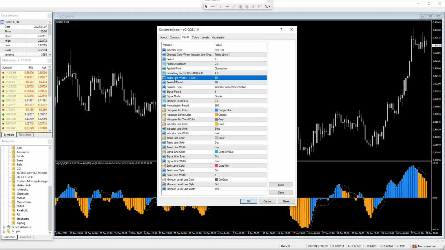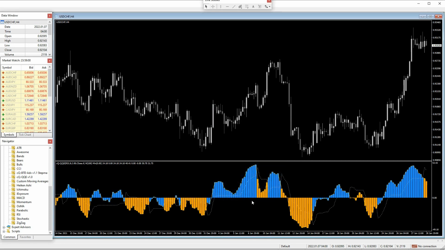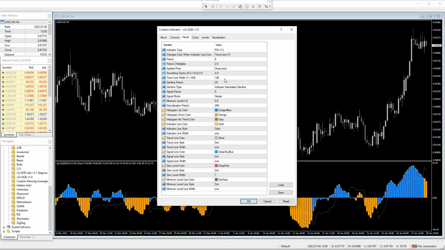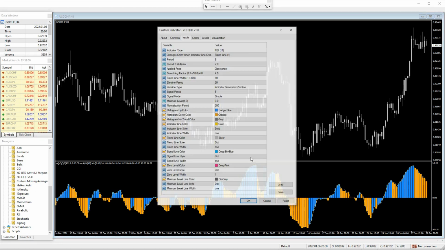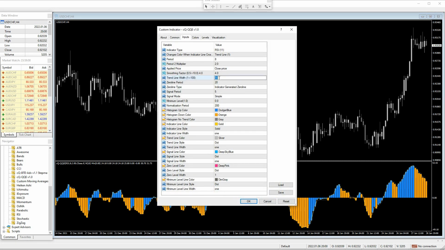And the trend width, for example, many times it's set to this. So it's kind of large. The trend line width is where you control that. You can make it smaller and have it follow it pretty closely. Or 50, I think, is good.